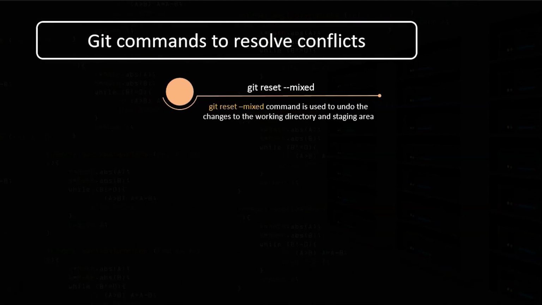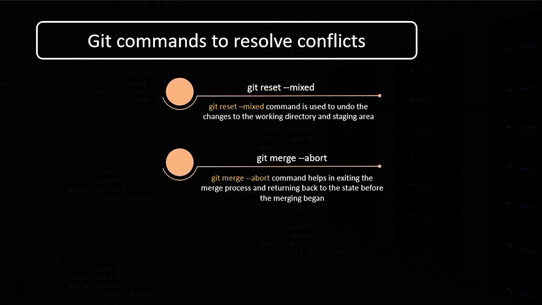Right, then we have a command called git reset --mixed. git reset --mixed is a command to undo the changes to the working directory, and whatever changes you have will be undone in the working area and the staging area. Then we have git merge --abort, which is used to exit the merge process and return back to the state before the merge began. If you're not able to resolve the merge conflicts manually, in that situation we will be aborting the git merge.